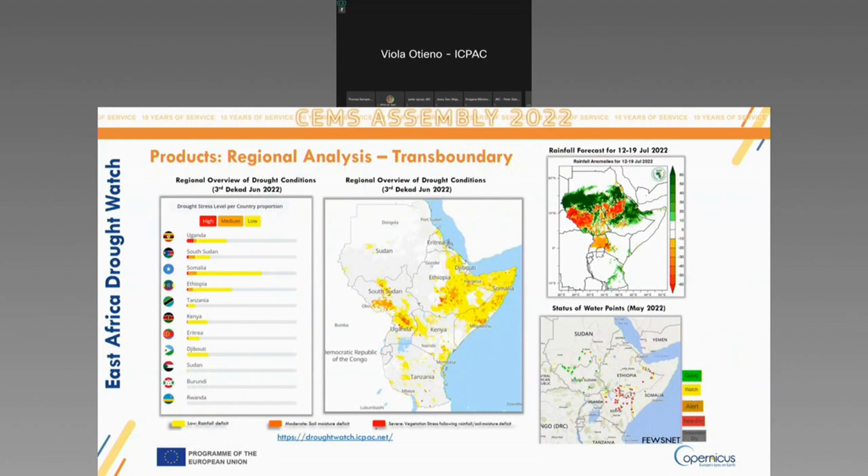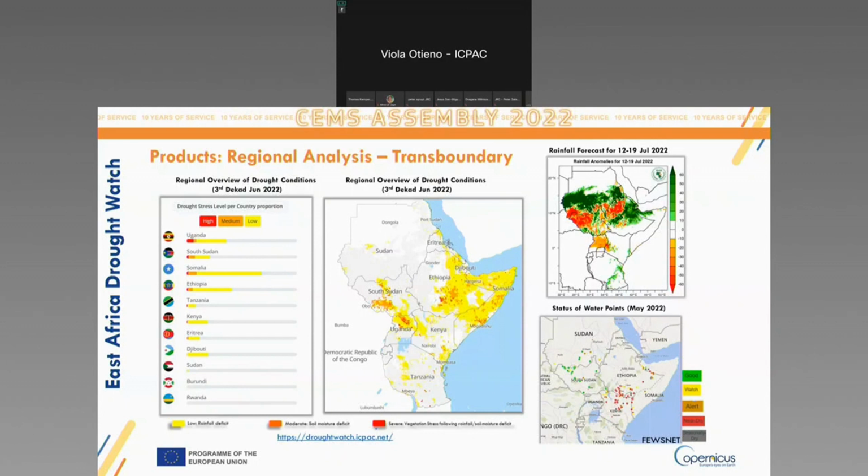In terms of what is also available on the system is that you can have regional analysis, and this allows for transboundary coordination of response, but also transboundary coordination and monitoring as well. So the very first thing you can get is the ranking in terms of geographic spread of the drought, but also the intensity as well. So for the 3rd decade of June, we had Uganda leading, and then South Sudan, Somalia as well.